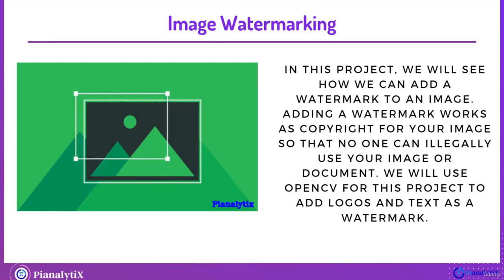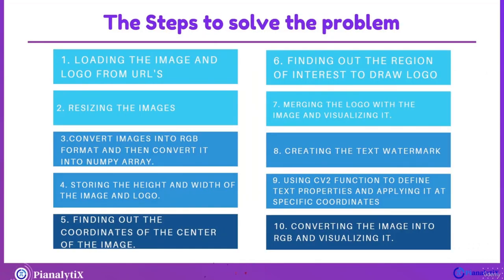The steps to solve this project are: first we will load the image and the logo from URL. Then we will resize those images. We'll convert those images into RGB format and then convert them to a NumPy array. Then we will store the height and width of both the image and the logo. Finally, we find the coordinates of the center of the image. Next, we will find the region of interest. The region of interest is defined as the area where we need to put our logo. So we'll find that.